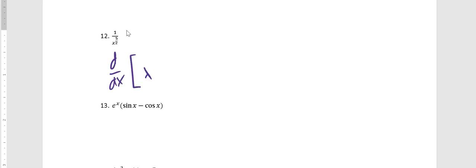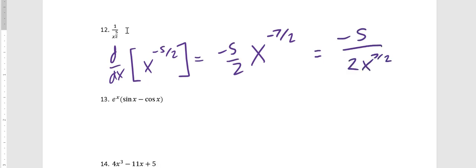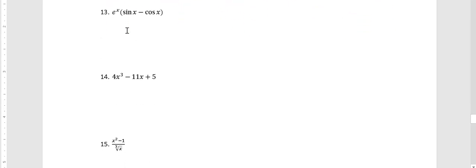This next question, number 12, does not require a quotient rule. It requires you to recognize that we are doing derivative of x to the negative 5/2, which means it'll be negative 5/2 x to the 1 smaller. Negative 5/2 minus 1 makes negative 7/2. If you want to write that like negative 5 over 2 x to the 7/2, you can do that. You don't have to. Simplified is an opinion, and everyone's entitled to their own opinion.